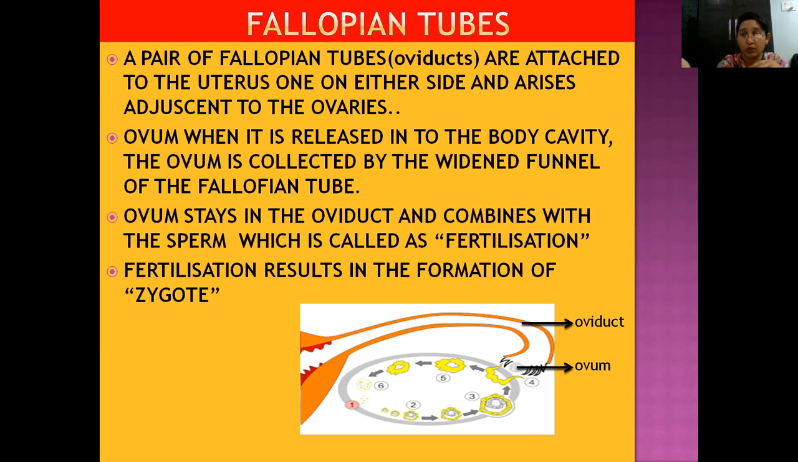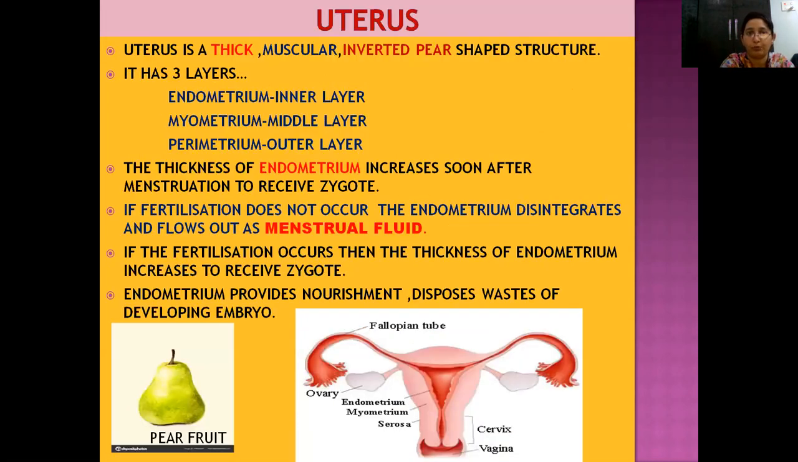If the sperm does not come, then what happens? The ovum gets degenerated. Then it will come out, which is called menstruation. So fertilization and menstruation, both occur depending upon the situation. Okay, I hope you have understood what the fallopian tube is.